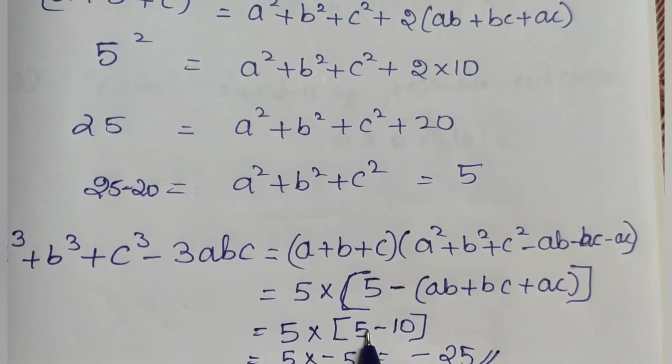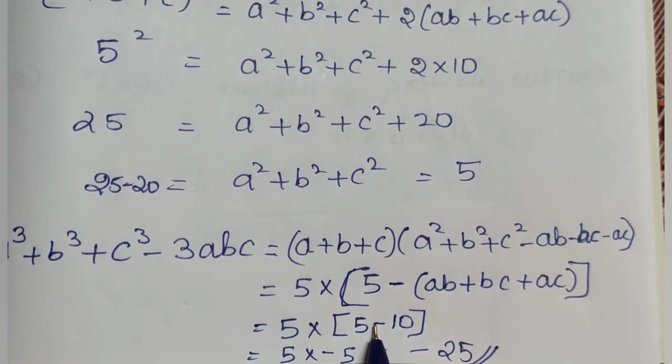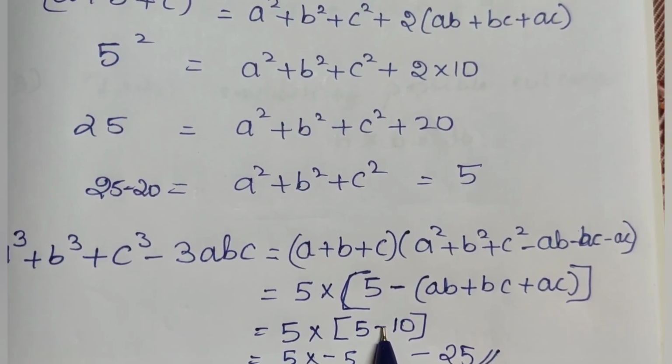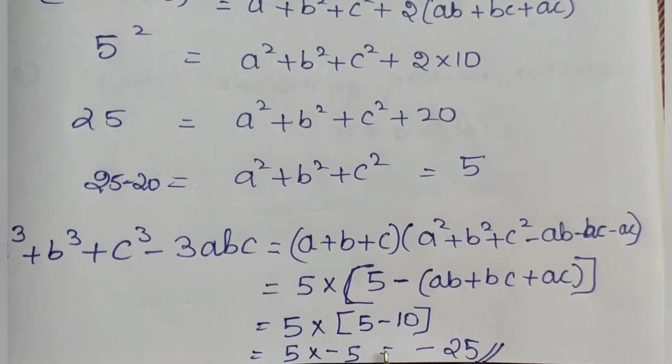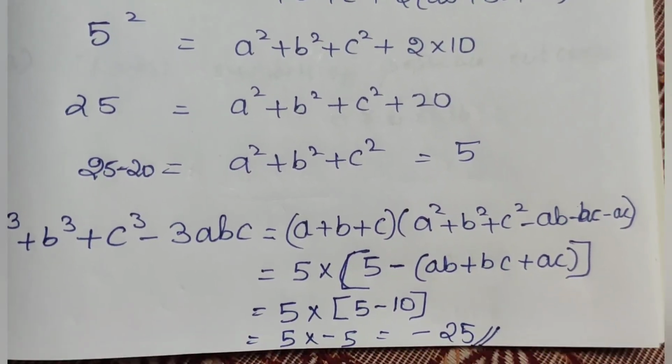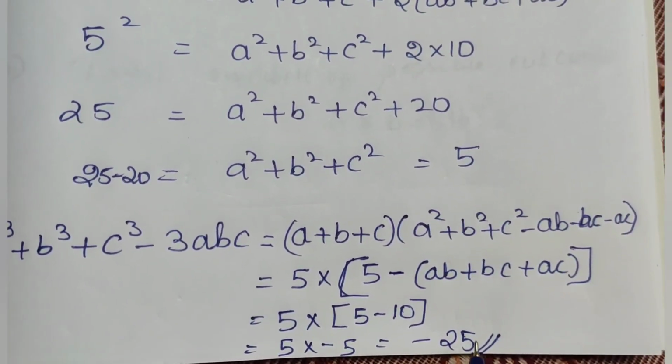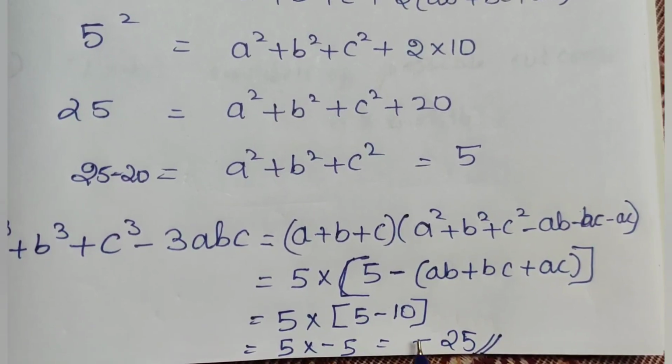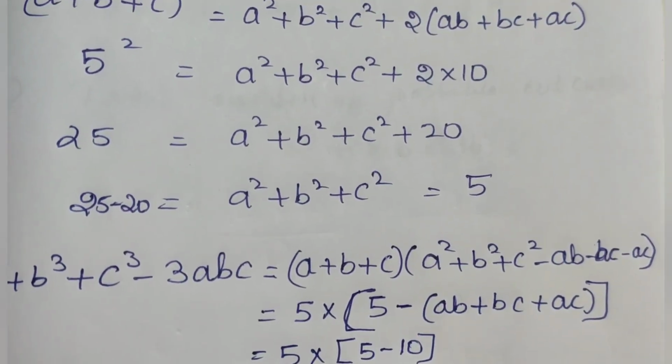Plus and minus, we have to subtract and put the symbol of the bigger number. The bigger number is 10 and its symbol is minus. So 5 into minus 5 equal to minus 25. 5 fives are 25, plus into minus, the answer is minus 25.